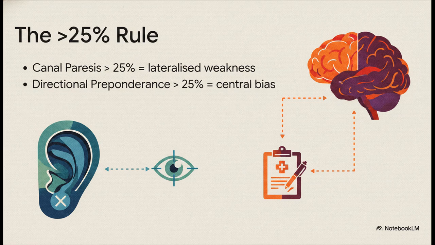On the flip side, if you're seeing a directional preponderance over 25%, but without any canal paresis, that strongly suggests a central or compensatory bias rather than a direct peripheral end organ weakness. Nailing this down is absolutely crucial because it dictates your next move. Do you push forward with plane-specific gaze stabilization, or do you refer out for a central evaluation?